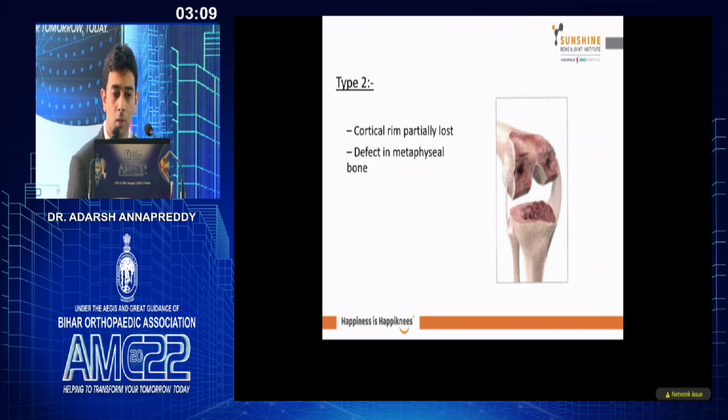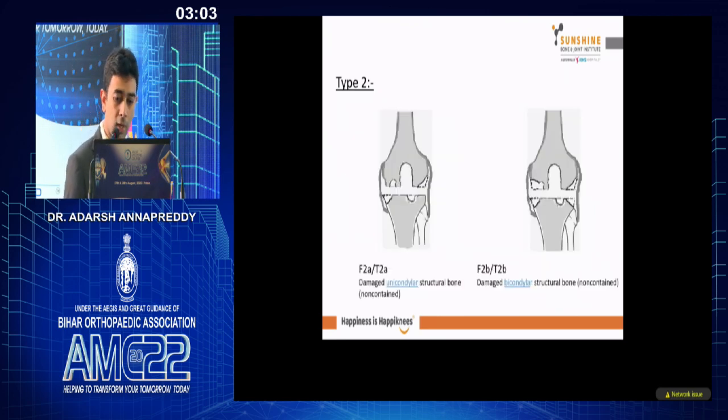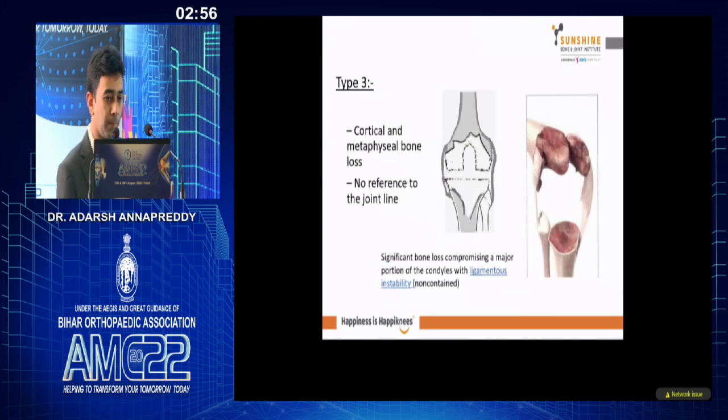Type 2, the cortical rim is partially lost, and there's a defect in the metaphyseal bone as well, as you can see here. And again you have 2A and 2B, depending on whether, if it's a unicondylar defect, it's 2A. If it's a bicondylar defect, you have 2B. Type 3, you have cortical and metaphyseal bone loss, and there's no reference point for the joint line anymore because there's significant bone loss compromising the major portion of the condyles along with ligamentous instability. And of course, this is an uncontained defect.